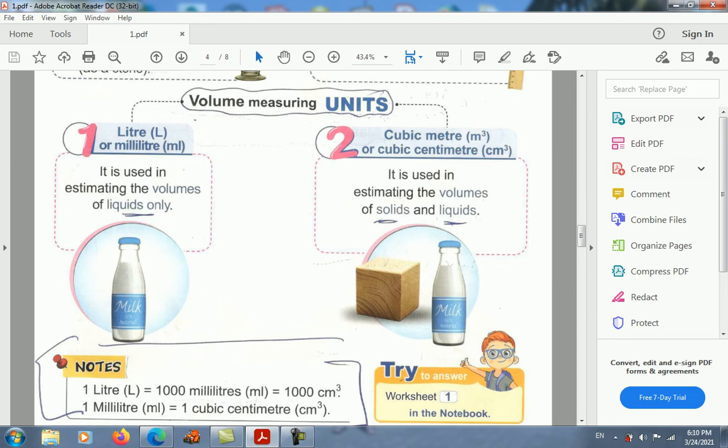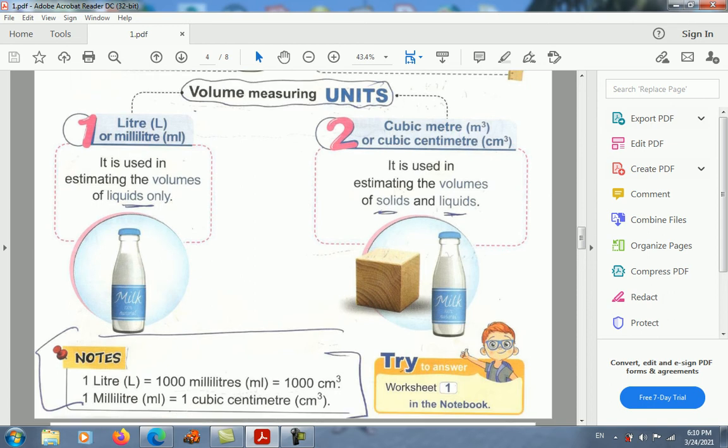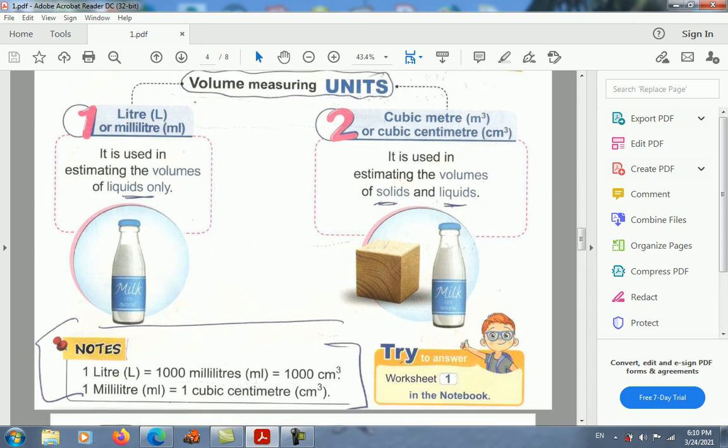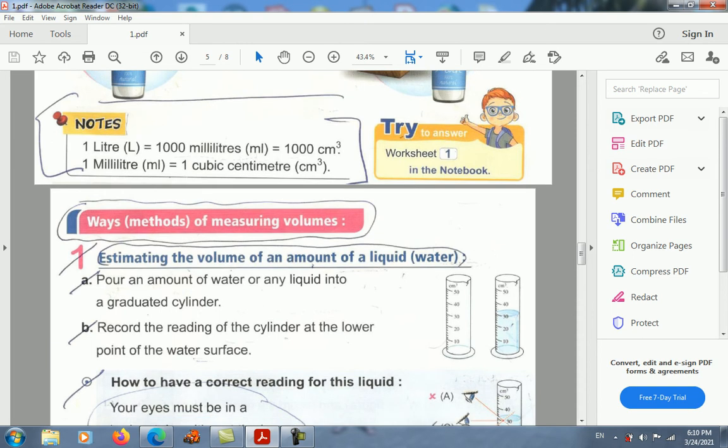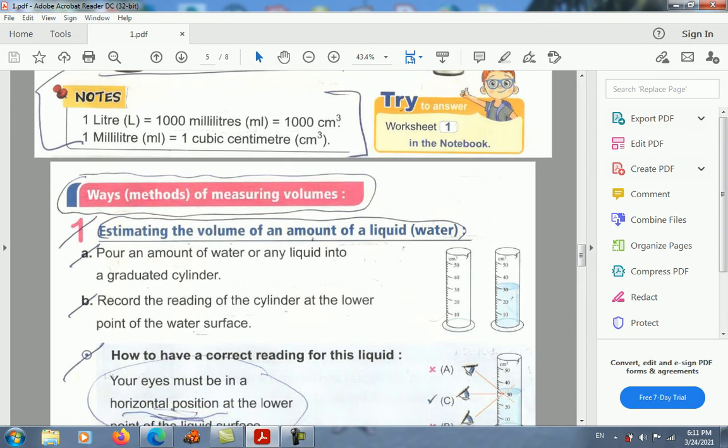The volume measuring units are: number one, liter or milliliter. It's used in estimating the volumes of liquids only. Number two, cubic meter or cubic centimeter. It's used in estimating the volumes of solids and liquids. Note, 1 liter equals 1000 milliliters equals 1000 cubic centimeters. 1 milliliter equals 1 cubic centimeter.